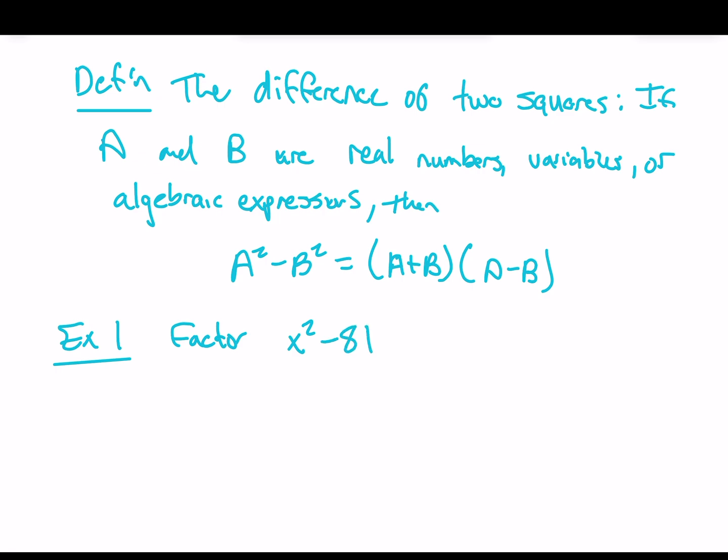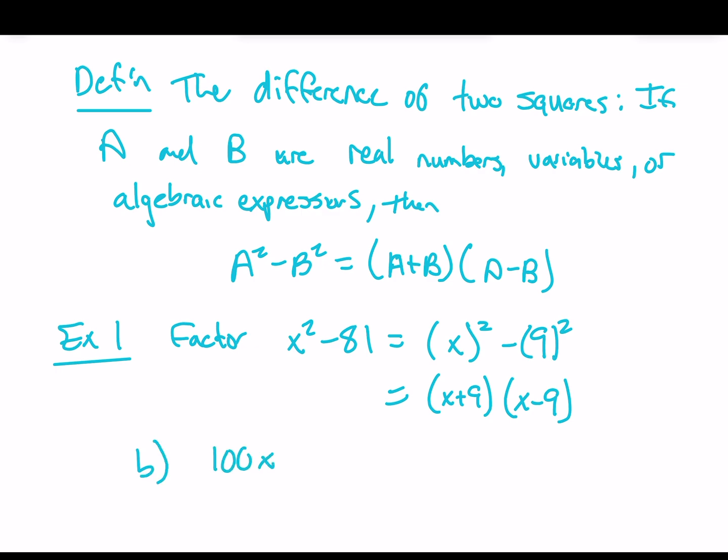Example 1. We want to factor x squared minus 81. Now, do you agree that that is A squared, something squared, minus B squared? Are there two squares there? Well, x squared can be rewritten as x, quantity squared, and 81 can be rewritten as 9 squared. Okay, so what we can do is we can rewrite that as x plus 9, x minus 9. Okay, let's do another.